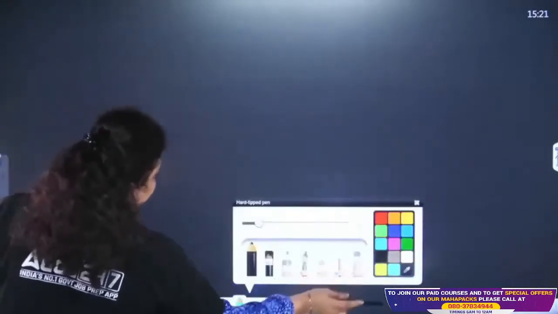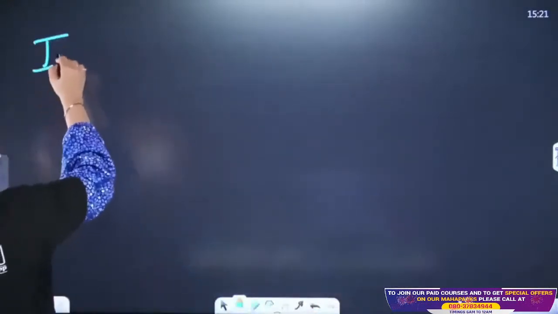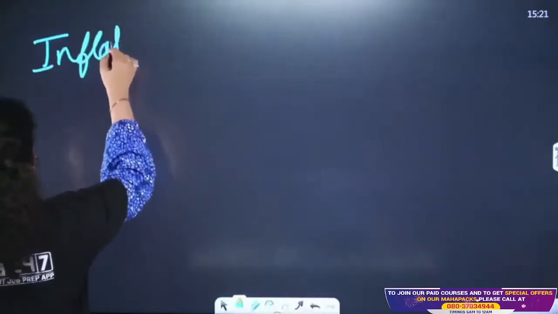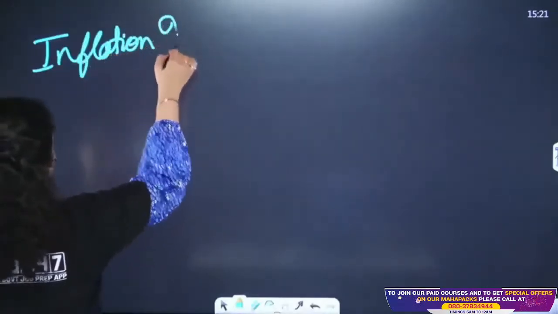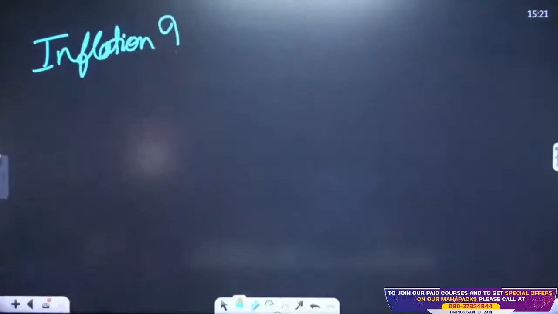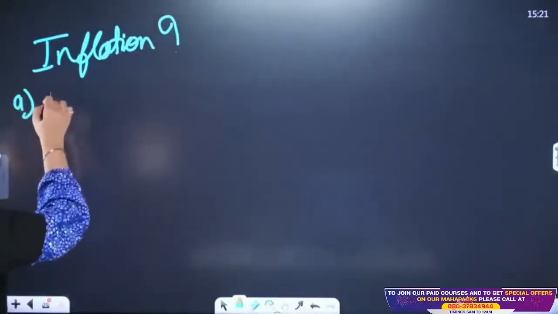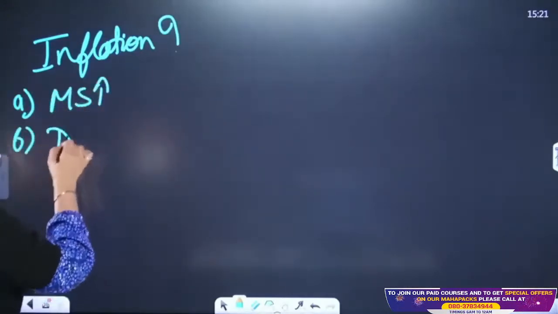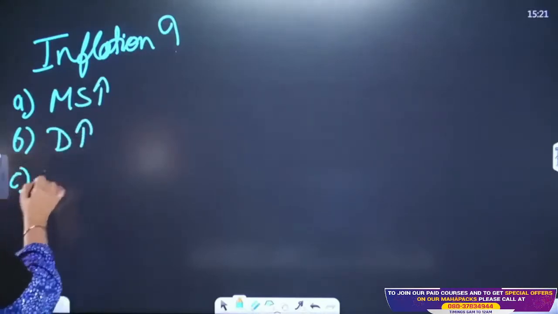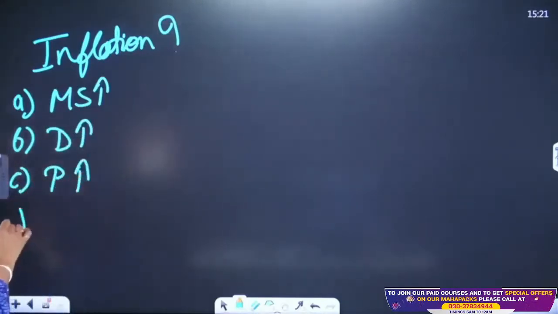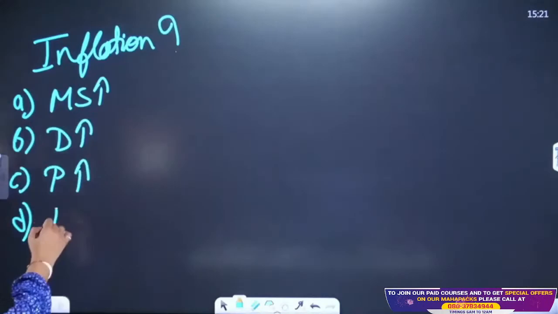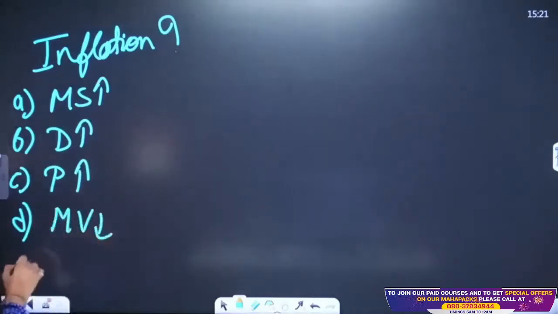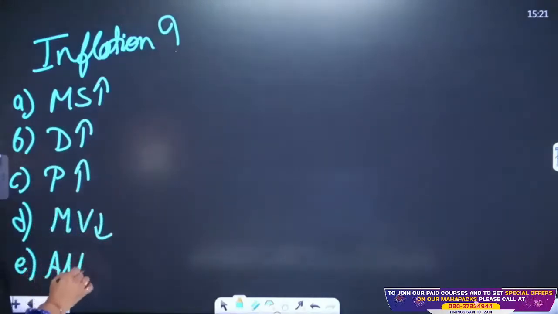So what actually is inflation? Let's take a question here: what is inflation? This is the question for all of you. I have first option, increase in money supply is inflation. Second option, increase in demand is inflation. Third option, increase in prices is inflation. Fourth option, reduction in money value is inflation. And fifth option, all of the above.